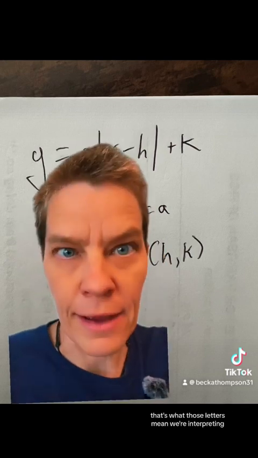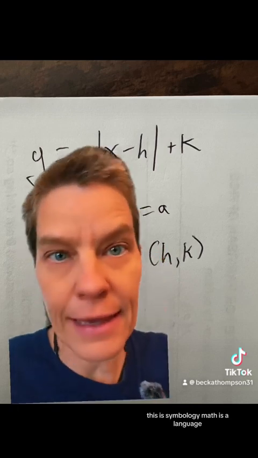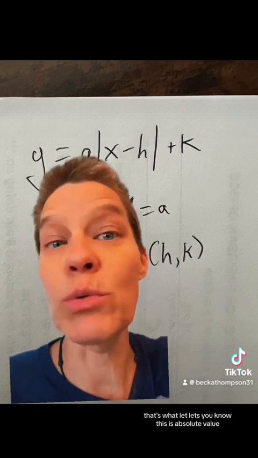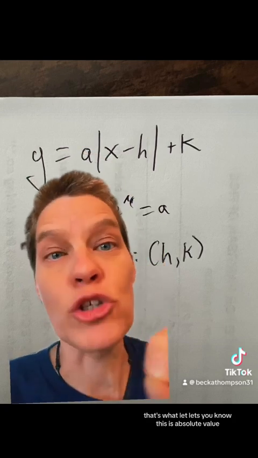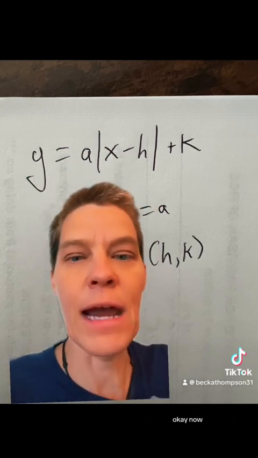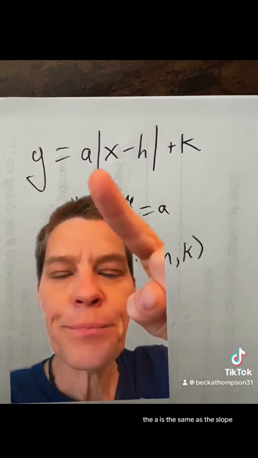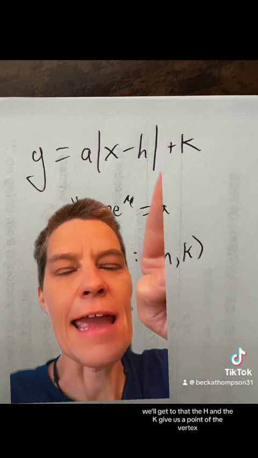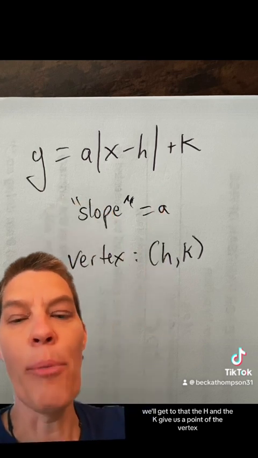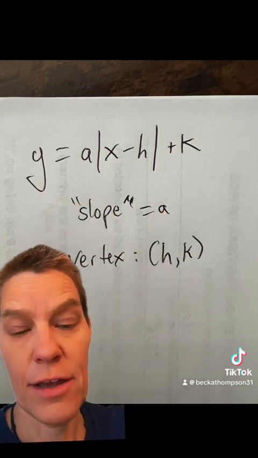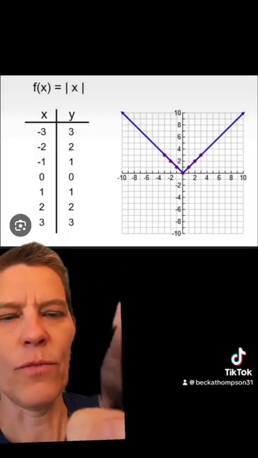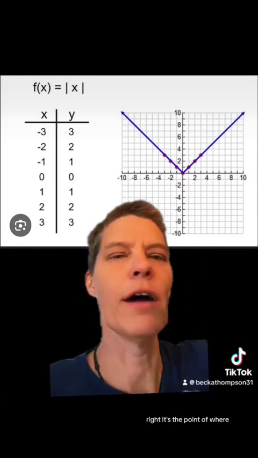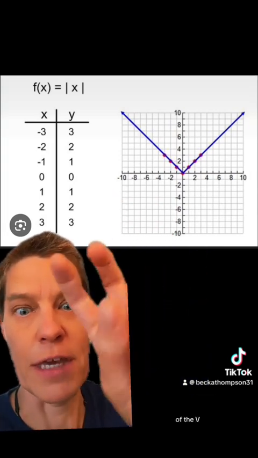We're interpreting. This is symbology. Math is a language. So the y and the x with the bars, that's what lets you know this is absolute value, okay? Now, the a is the same as the slope, and we'll get to that. The h and the k give us the point of the vertex, which is this point right here, right? It's the point of the intersection of the V.